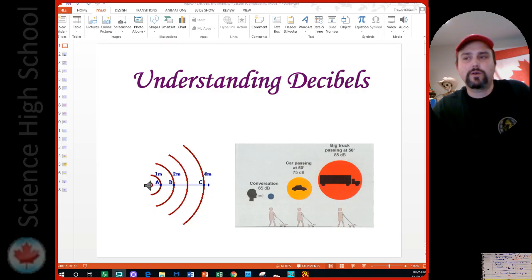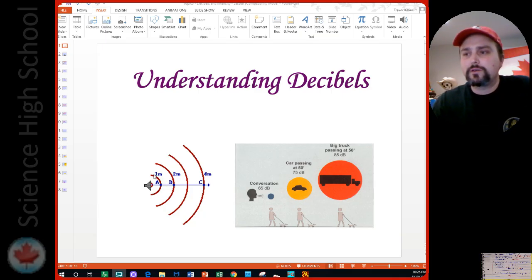One, in the bottom left-hand corner of the screen here, I'm going to be looking off to the side so I can see my screen while I'm looking at you. We've got this idea of a speaker, and at positions A, B, and C away from that speaker, say 1 meter, 2 meters, and 4 meters, we might want to think about how the intensity would change.